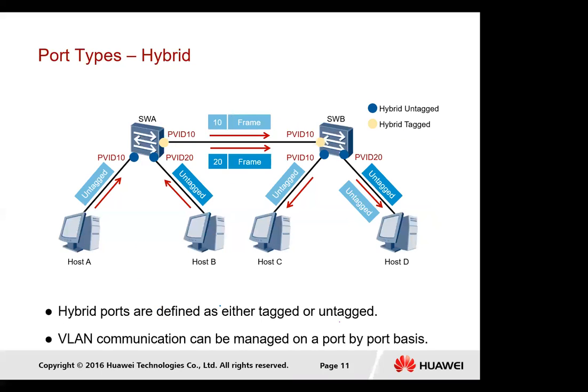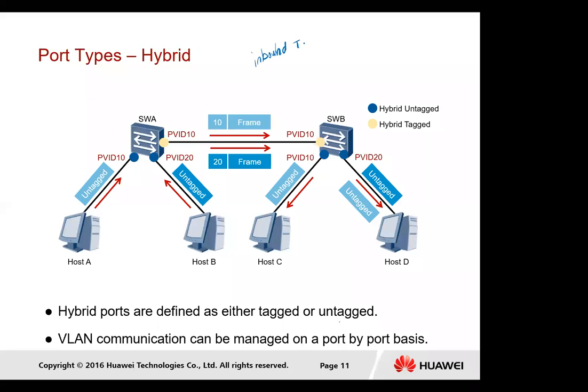So hybrid ports are defined as either tagged or untagged. Okay, and VLAN communication can be managed on a port by port basis. So you can say that which port can talk to which port is based on how you specify the untagged VLAN.